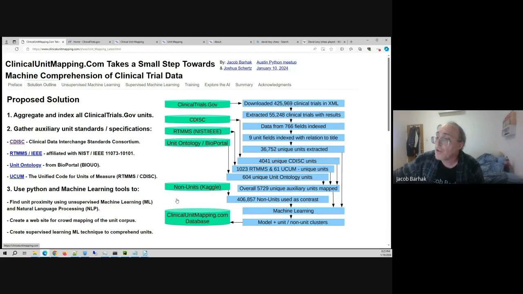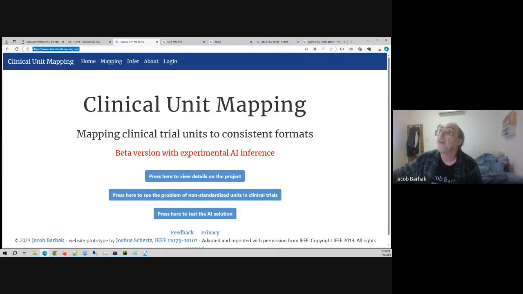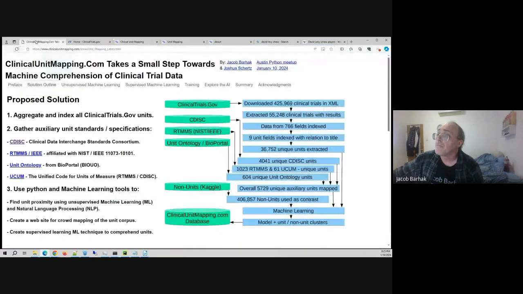And eventually it all centralizes in clinicalunitmapping.com, which is the website I have. I'm going to show you how the front page looks. You can actually go there and see this front page. And what I do is I take units from each of those. Now I have like 5,000 units that are standardized, and I'm trying to match all of the 36,000 units to those 5,000.